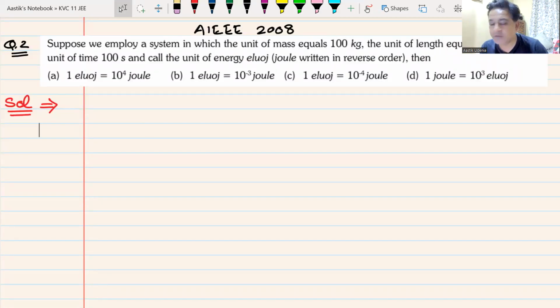Suppose we employ a system in which the unit of mass becomes 100 kg, the unit of length becomes 1 kilometer, and the unit of time 100 seconds. We call the unit of energy as elog, a fictitious term. What is elog in terms of joule? Your time starts now.